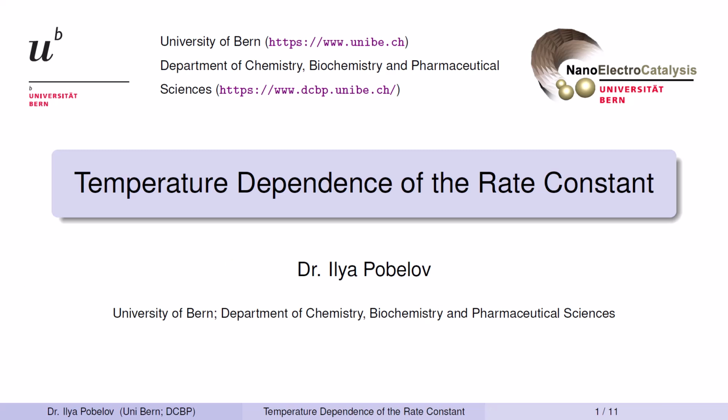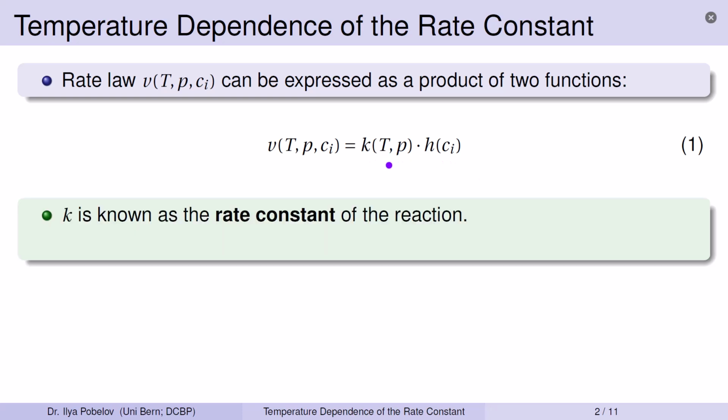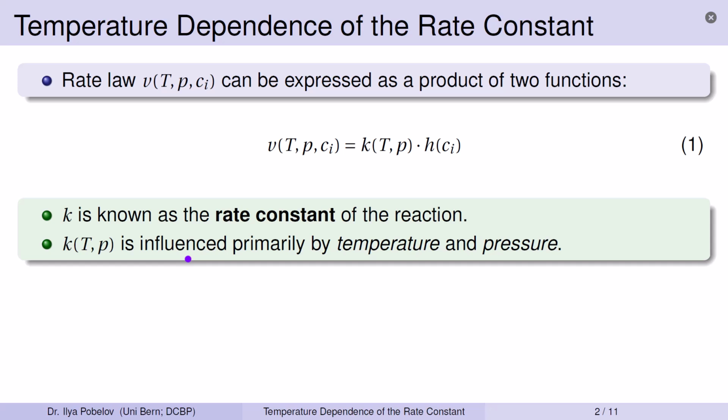In this module, we will discuss the temperature dependence of the rate constant. Previously, we have noted that the rate law, which is a function representing the reaction rate, can be expressed as a product of two distinct functions. The first quantity in this equation, K, is known as the rate constant of the reaction. The rate constants are influenced primarily by two parameters, temperature and pressure.